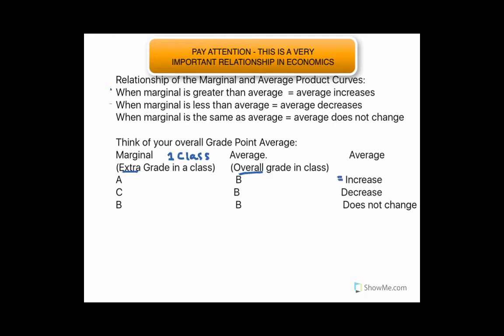So let's look at the second point. When marginal is less than average, average decreases. So if you get a C in your class, what is going to happen to your overall GPA of B? Well, your GPA is going to decrease because your marginal is less than your average. So for the last point, when marginal is the same as average, average does not change. We can see this as if you get a B in your one class, your GPA of a B average is not going to change.